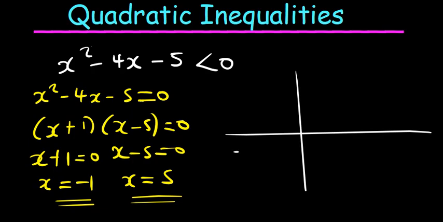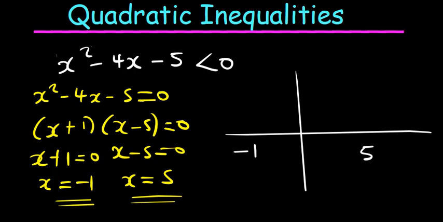So if I've got -1 here and I've got 5 there, now our graph can either go like that or the opposite. It can go something like this. So now how do we know? We look at the value of a. Okay, so the value of a is the coefficient of x squared.